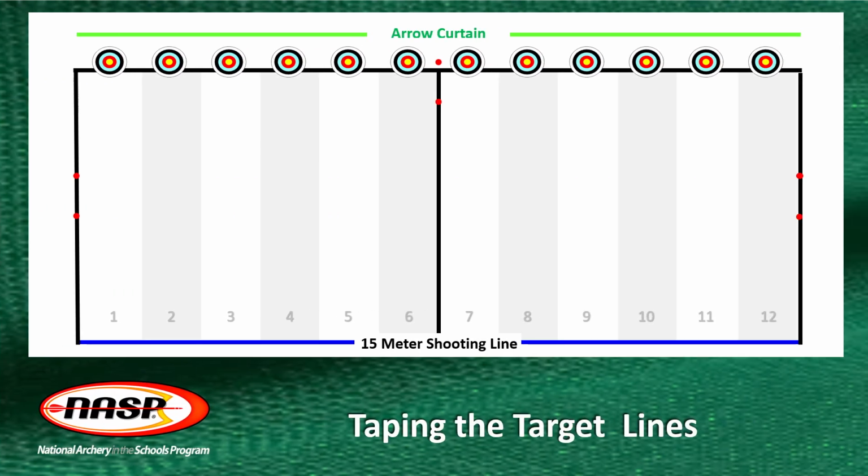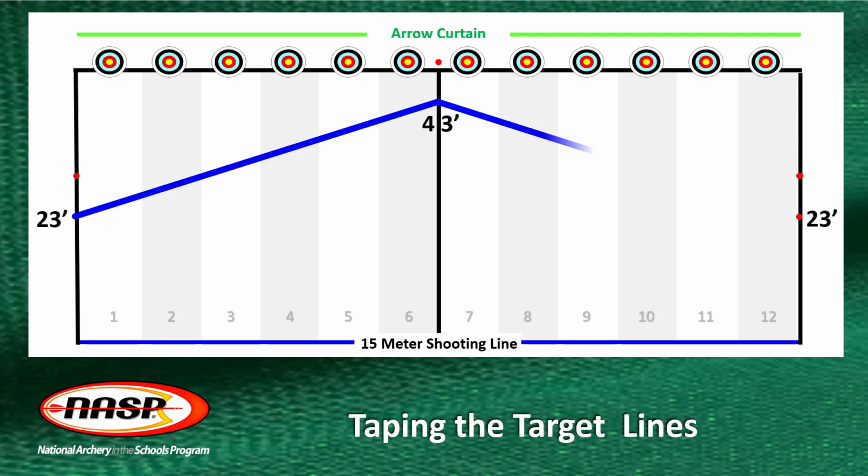Okay. Let's return to the first range line on the left side of the range and lay out the target line. Now run your line using your floor tape from the 23-foot mark to the 43-foot mark on the right side of the range. Now continue moving down our range, connecting the 23-foot marks and the 43-foot marks together until you have reached the end of your ranges.